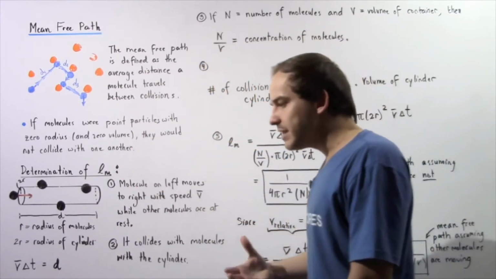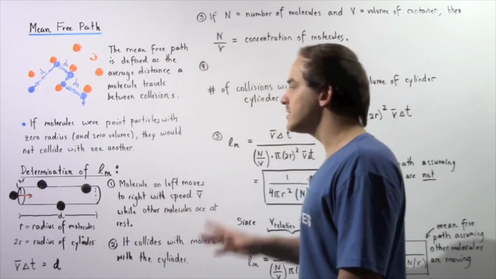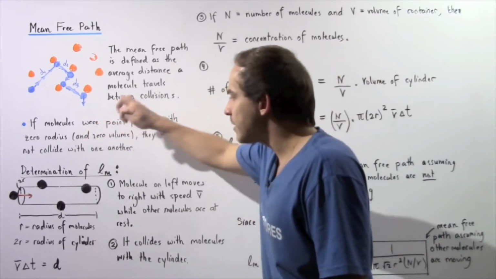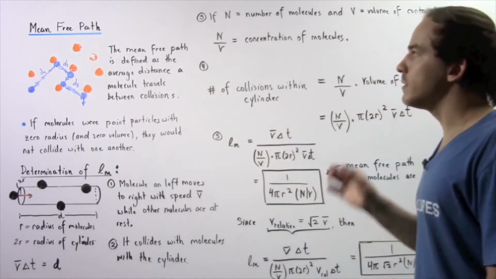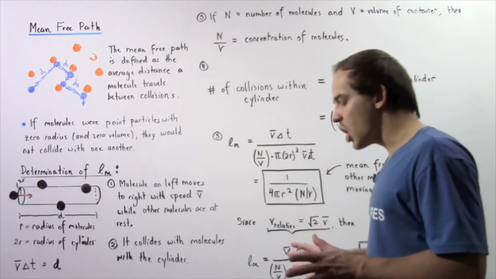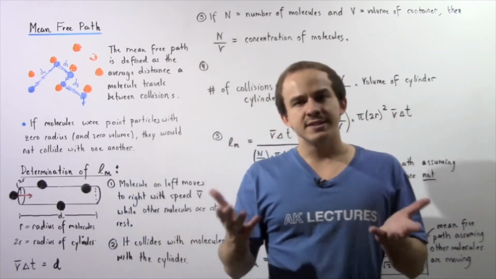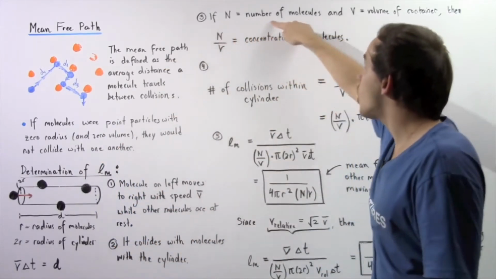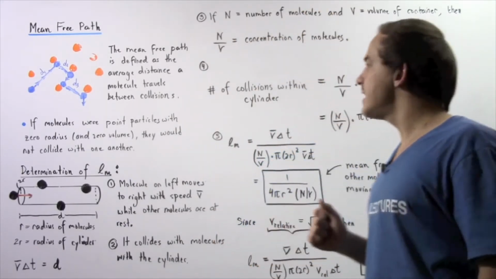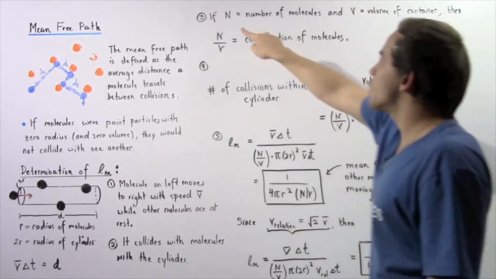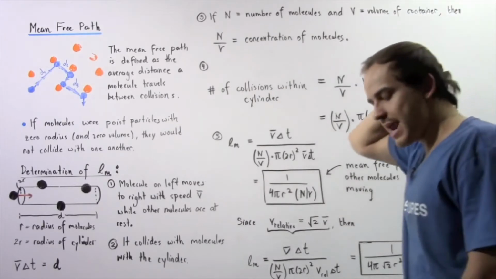Now, generally speaking, what is the equation that gives us the mean free path? So let's determine the mean free path, given by L with the m subscript. That stands for mean free path. So, let's suppose we have a certain container, and inside this container we have N total molecules. And let's suppose that the volume of our container is given by V. So N is the number of molecules and V is the volume of our container.